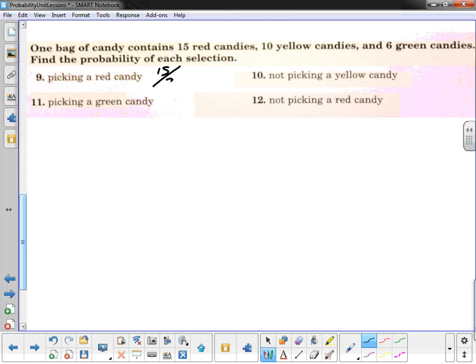So 15 out of 31 if I want to write it as a fraction. Picking a green candy. Well, that's going to be a 6 out of 31. It's always going to be out of 31 because that's the total. Not picking a yellow. Well, how many things out there are not yellow? That would be 21 out of the 31 outcomes. Okay, not picking a red. Well, how many candies are not red? That'd be 16 out of 31. So if we only have to pick one item, it's not that big of a deal. What happens if we get tougher problems?